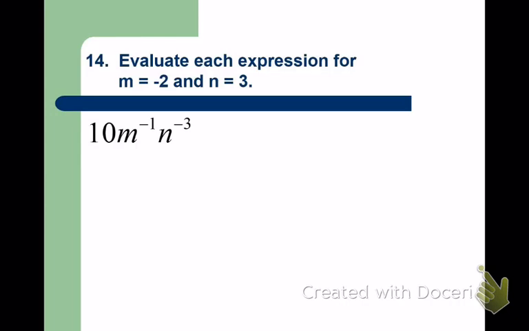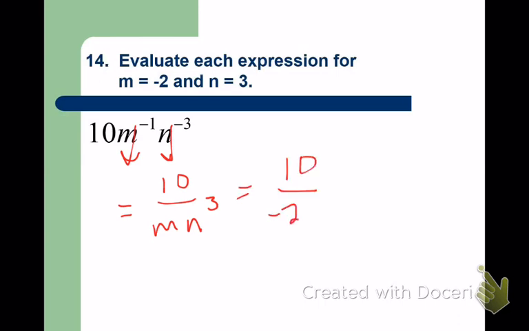Okay, what'd you do? Fix your negative exponents first. This one's got to drop down to where you get 10 over mn cubed. Okay, now plug in your values. 10 over m is negative 2. Remember that when we write mn cubed, that means m times n cubed.